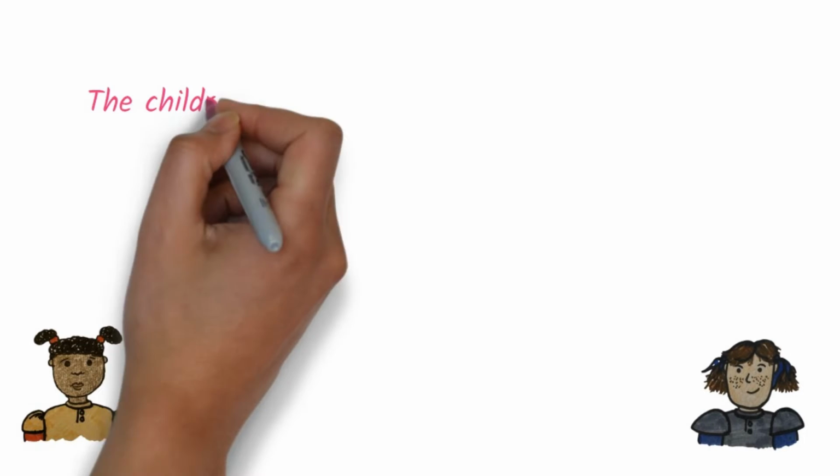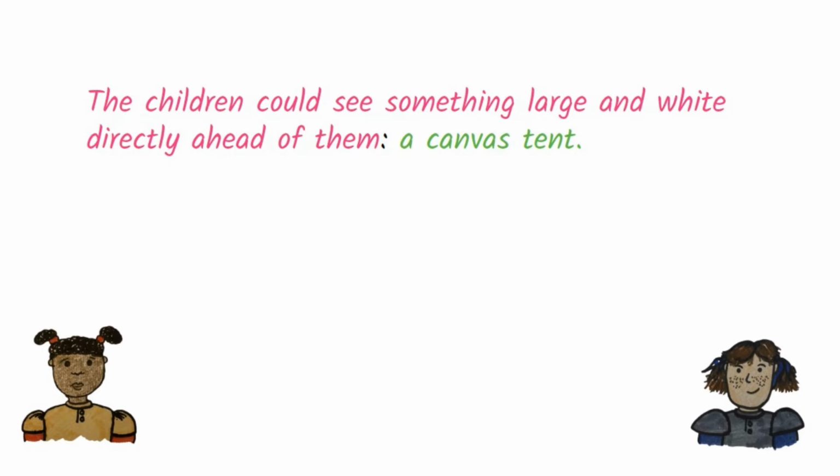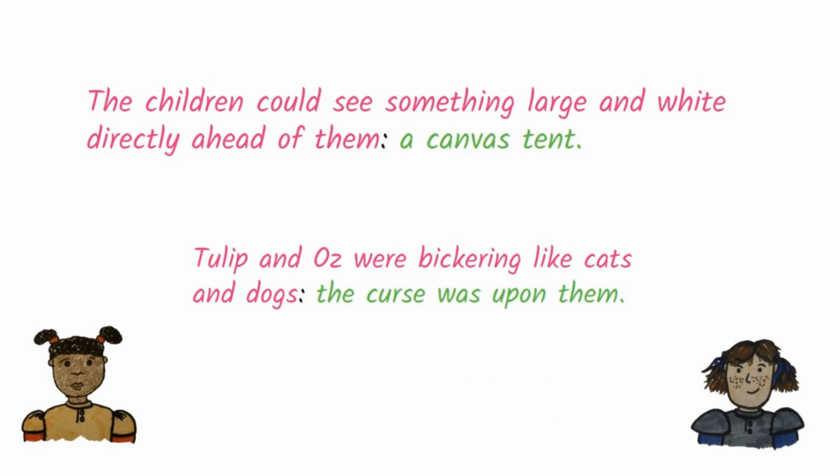Now let's have a look at some examples. The children could see something large and white directly ahead of them: a canvas tent. The main clause can be seen here in pink. In green, we have an extra piece of information which explains the idea in the main clause. In this sentence, it explains what the large white object was. The colon is used to link the main clause to the further explanation.